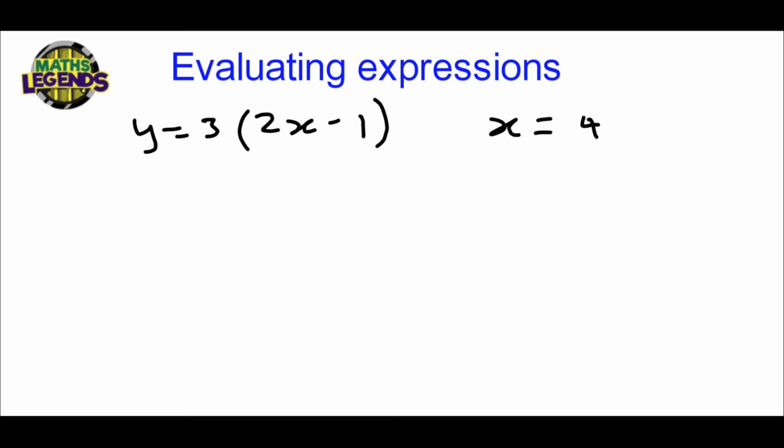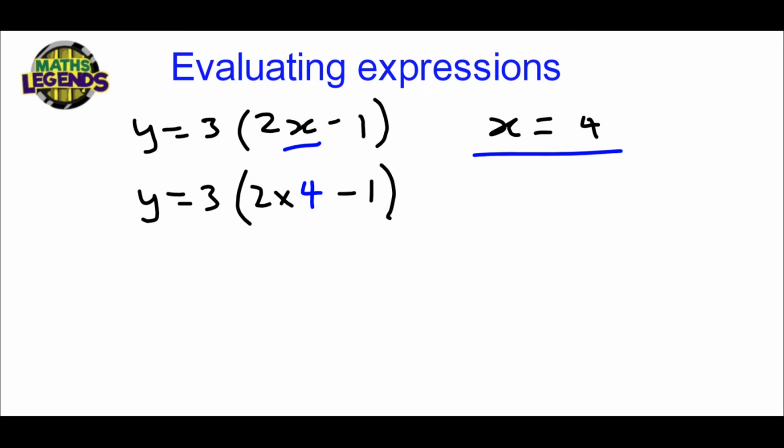So we can replace x with 4. So x appears here. So we rewrite everything else in the same position, but we replace x with 4. So y equals 3 bracket 2 times x, which is 4, minus 1. Now we simplify using BODMAS.